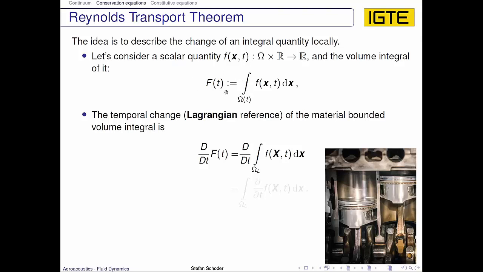we have an integral quantity f of the time, which is integrated over the whole domain, so over the control volume, which we have here in the omega, of the local quantity. So it is usually a density, and it's integrated over the domain. Now we would like to track this temporal change.